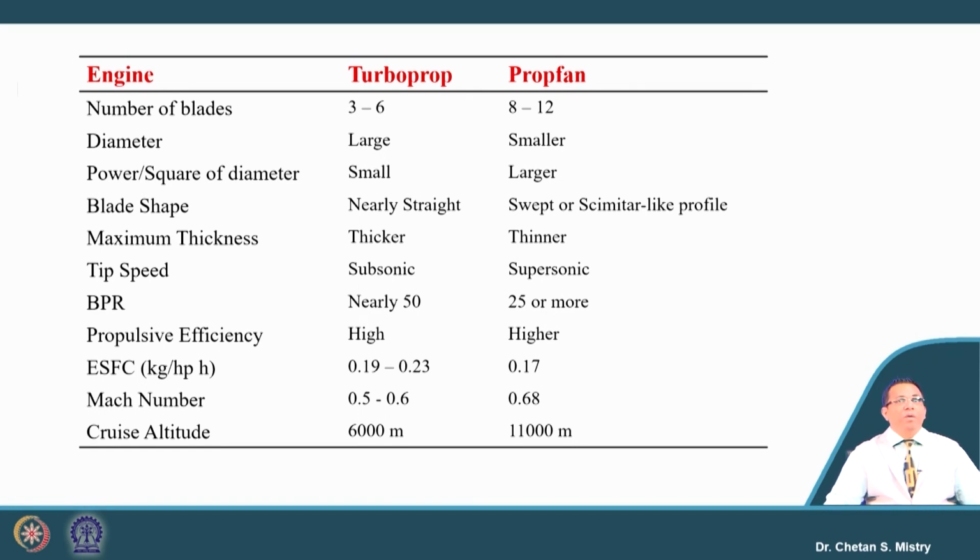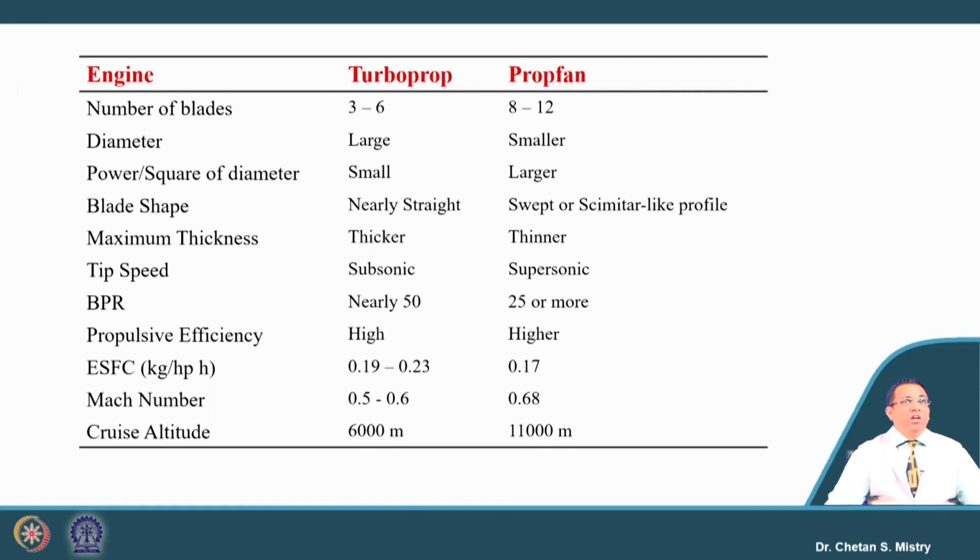If we are talking about the turboprop engine, we have discussed the number of propeller blades, they are in the range of 3 to 6, whereas for the prop fan, the number of blades ranges from 8 to 12. So we are having more number of blades.